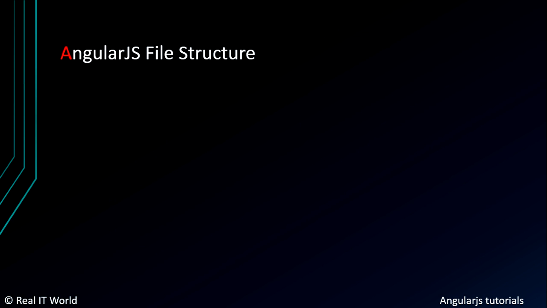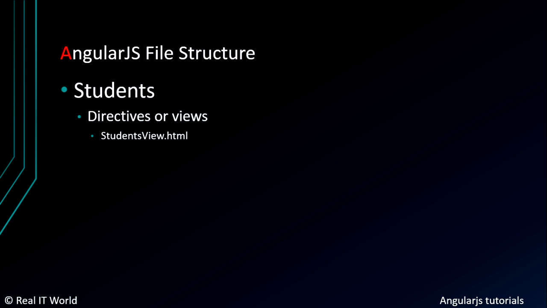Coming to AngularJS file structure in depth in a module, let's take how we can create the file structure inside the students module. Inside the students module, we are going to have a directives or views folder. Inside that folder, we are going to have a students view.html file, and if you want to render that HTML as a directive, you can create directive.js. That's optional. Otherwise, you can directly include that HTML file into your root HTML file.